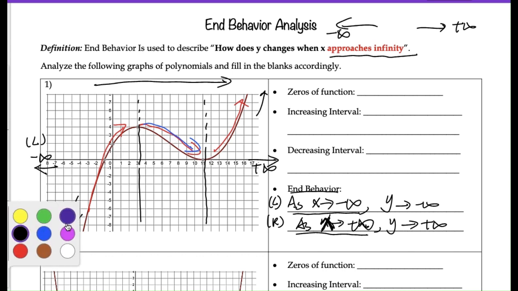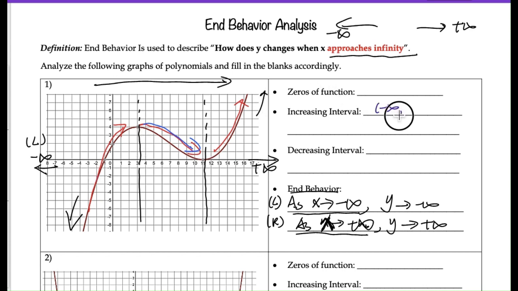For the increasing part, as you can see, we have two pieces. It's from negative infinity to 3, because this is where the graph turns, and another one from 11 to positive infinity. Okay, so those are the up parts. And then for the decreasing part, which is in between, it's from 3 to 11. For zeros of the function, it's where the graph touches the x-axis, which is negative 1 and 11, so we just write it down.